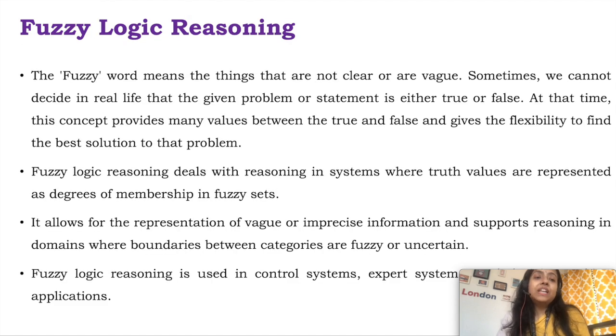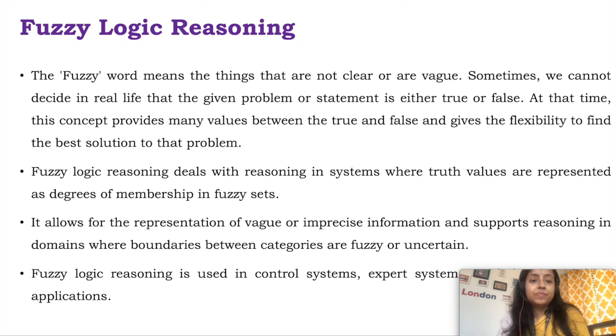Now we come to the last reasoning, that is fuzzy logic reasoning. The word fuzzy means things that are not clear or are vague. Sometimes in real life we cannot decide that a given problem or statement is either true or false. At that time, this concept provides many values between true and false and gives the flexibility to fix the best solution of the problem.